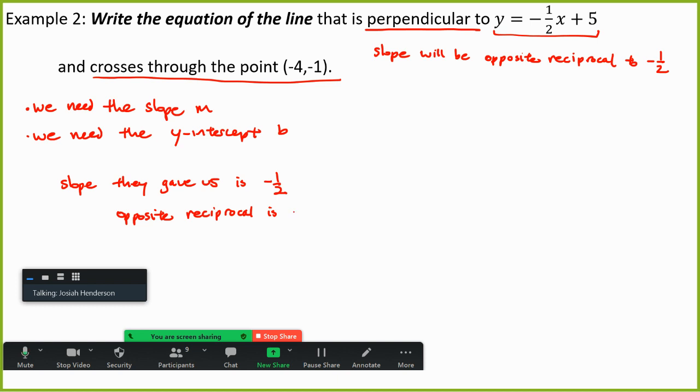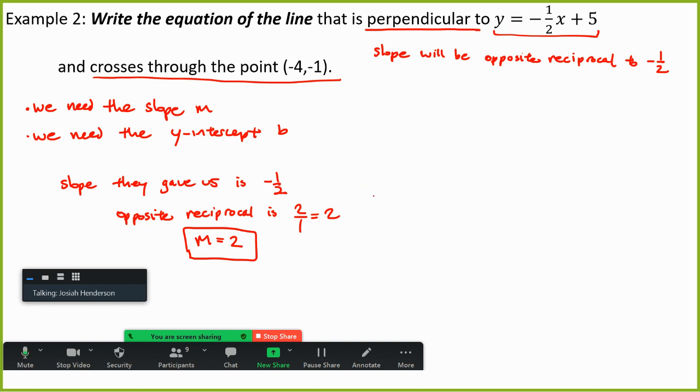Positive instead of negative, 2/1. Simplify that for me. Instead of writing 2/1, we're going to say 2. So the slope we'll need today for this question is 2. Opposite reciprocal of the one they gave us. Why are we doing opposite reciprocal? Because we're doing perpendicular. Okay, we still don't know b, just like last time.